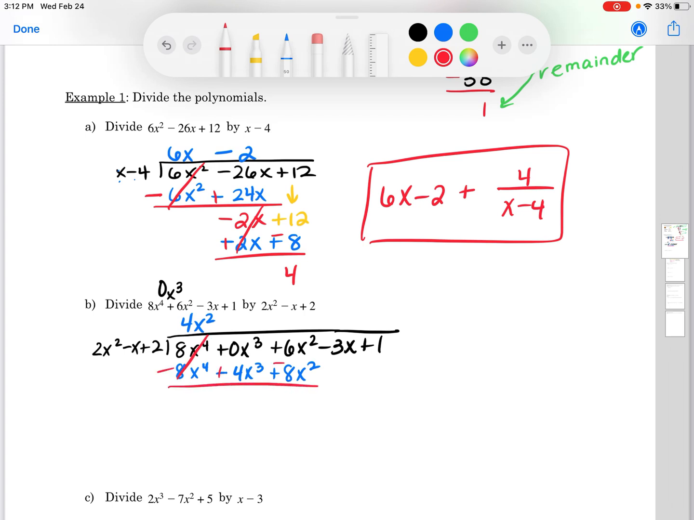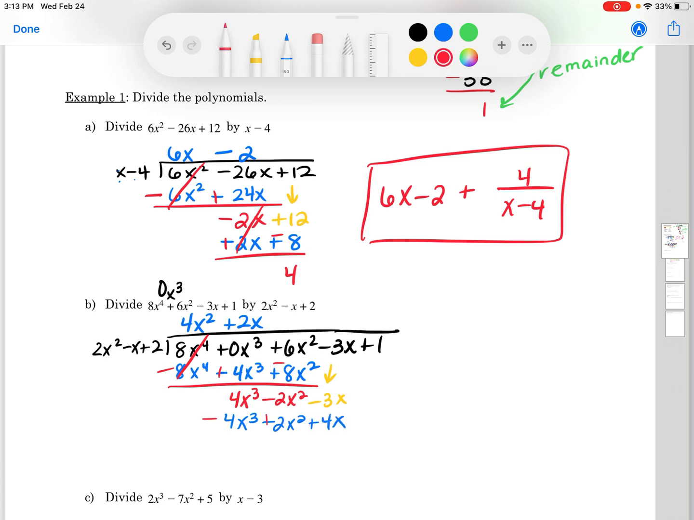The 4th powers cancel. That's 4x cubed minus 2x squared. I'll bring down the minus 3x, and we'll do it all over again. So 2x squared times what is 4x to the third? I have to multiply by 2 and one more x, and then we'll do 2x times the divisor. So that's 4x cubed minus 2x squared plus 4x.